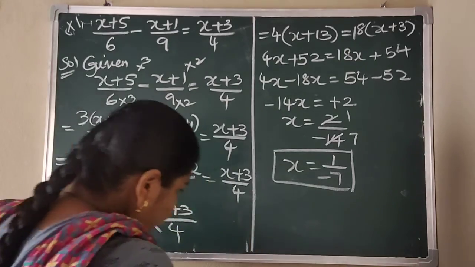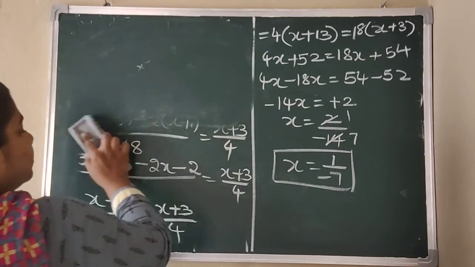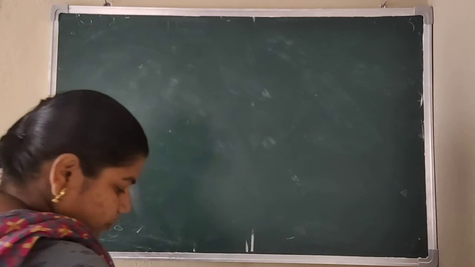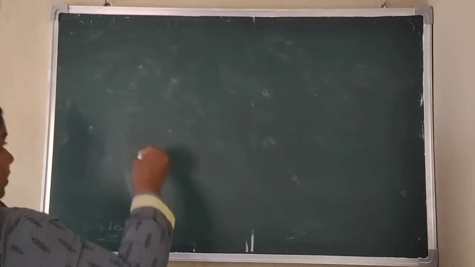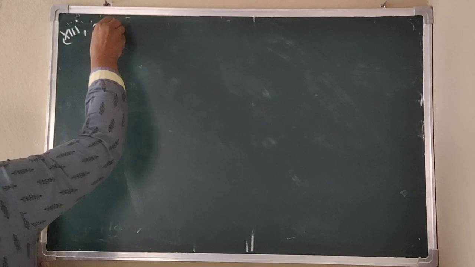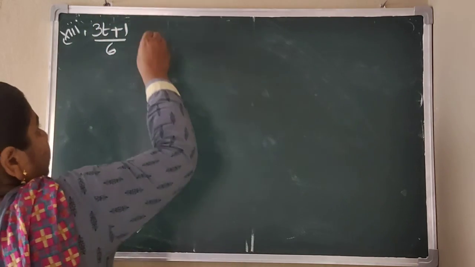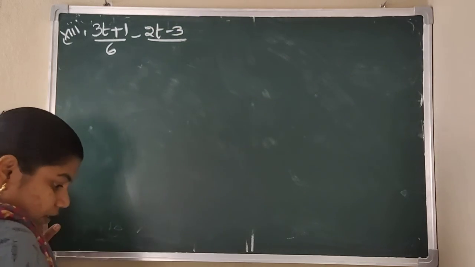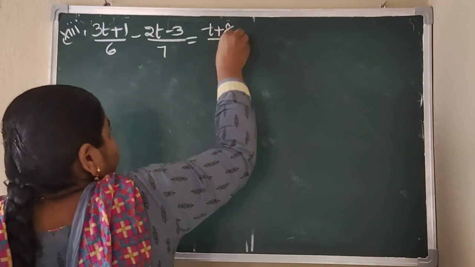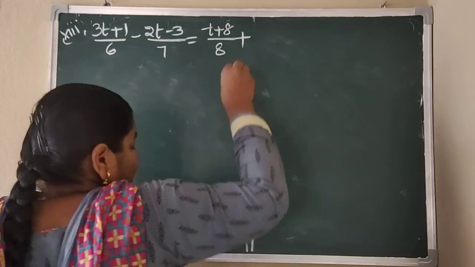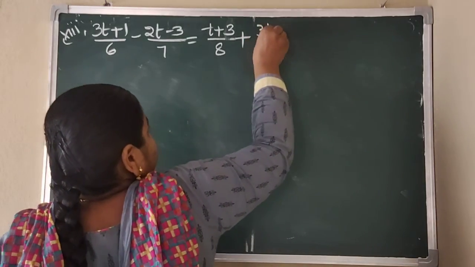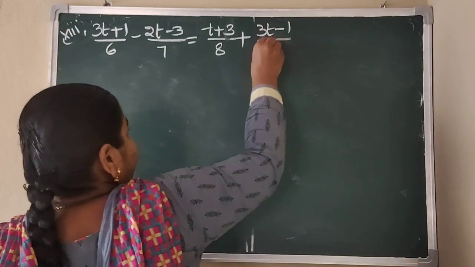Next, the last one. Last question in this bit, that is (3t + 1)/6 − (2t − 3)/7 = (t + 3)/8 + (3t − 1)/14.